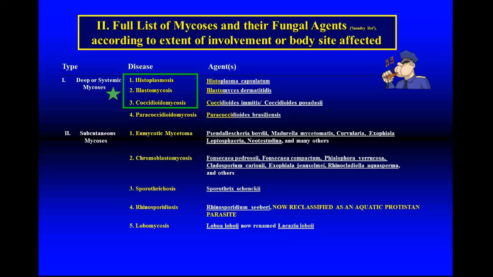These two are very much more rare. Four, rhino, which is the one that's no longer a fungus, it's been found to be an aquatic protistan parasite of fish. It's caused by Rhinosporidium seeberi.